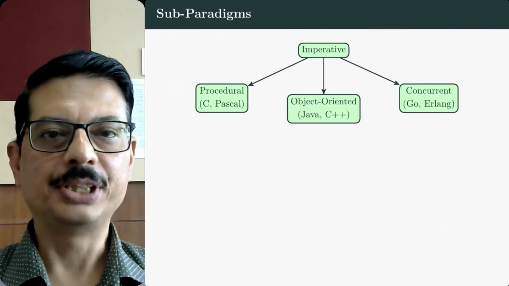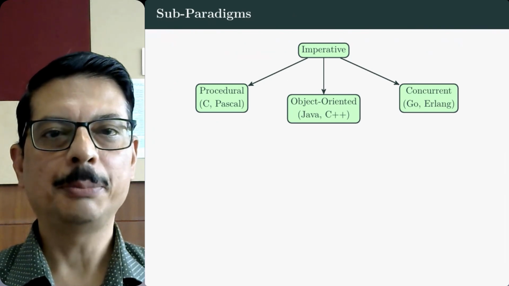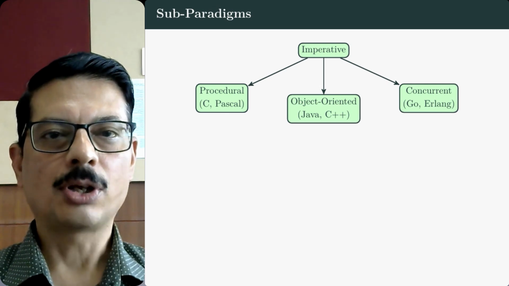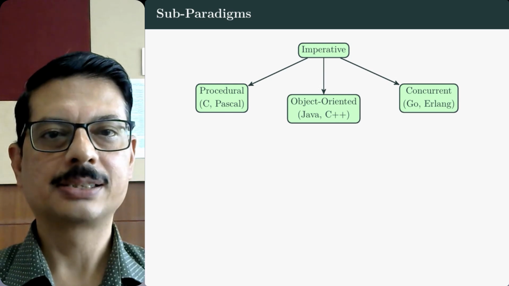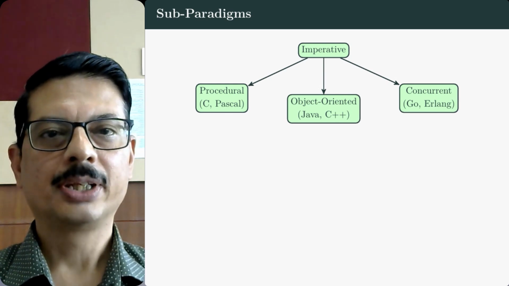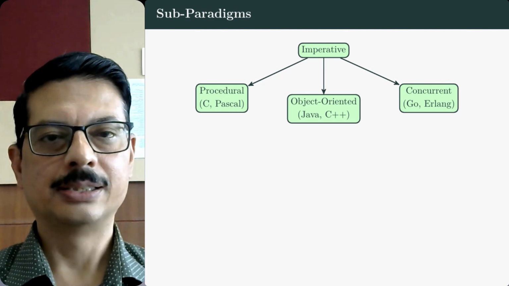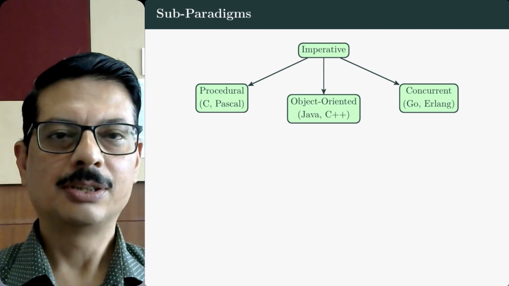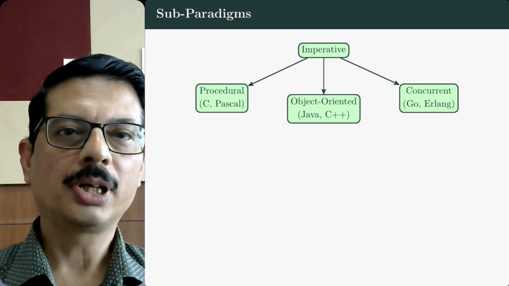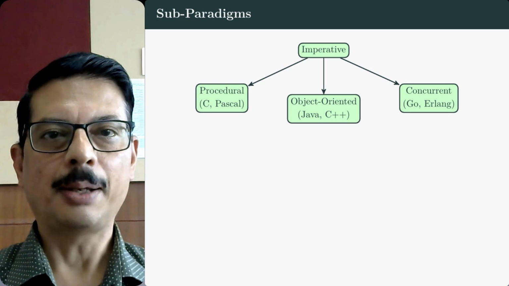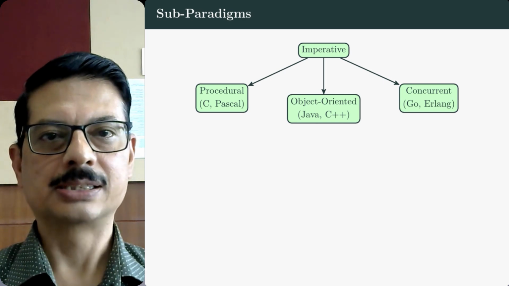Now let's refine the picture. Under the imperative family, we have procedural programming in which the code is organized into functions and procedures. Languages such as C or Pascal are based on this paradigm. In object oriented programming, we bundle state and behavior into objects. Java and C++ are using this particular design strategy. In concurrent programming, multiple computations are happening at the same time. Go and Erlang are examples of such languages.